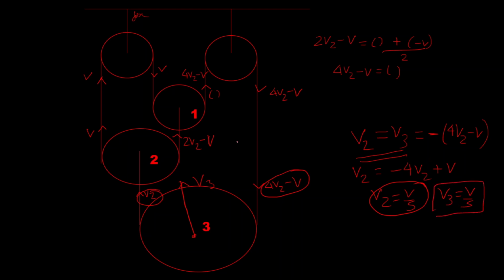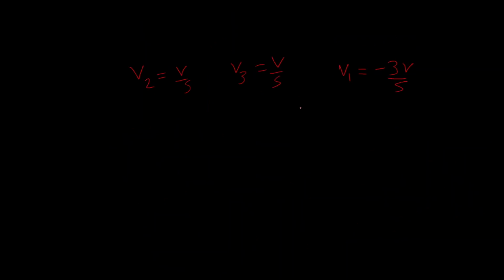Okay, so for V1, this is V1, and V1 is nothing but 2V2 minus V. So V1 is equal to 2V2, and V2 is nothing but V by 5, so 2V by 5 minus V, that is equal to minus 3V by 5. Right. So what I can do now is, I can say V1 plus V2 plus 2V3 is equal to minus 3V by 5 plus V by 5 plus 2 into V by 5, and that is equal to 0. Okay, so I can say V1 plus V2 plus 2V3 is equal to 0.